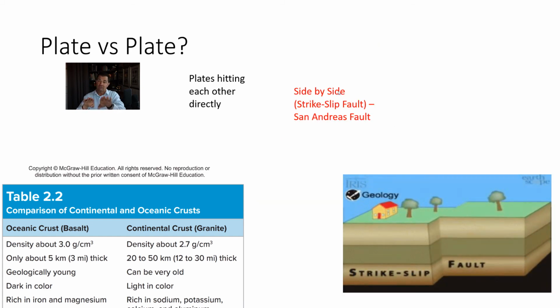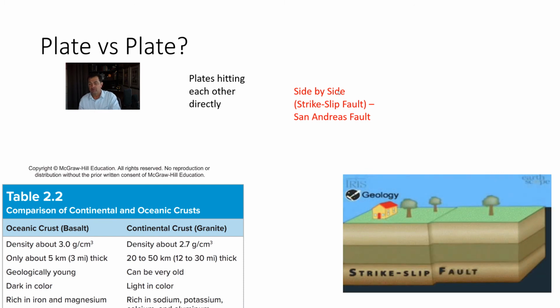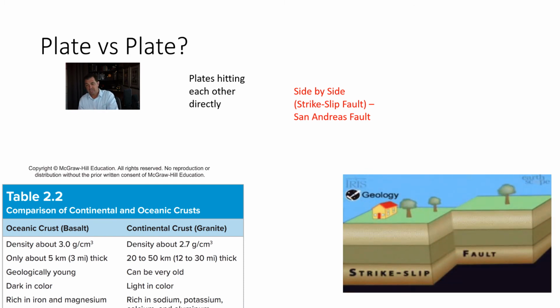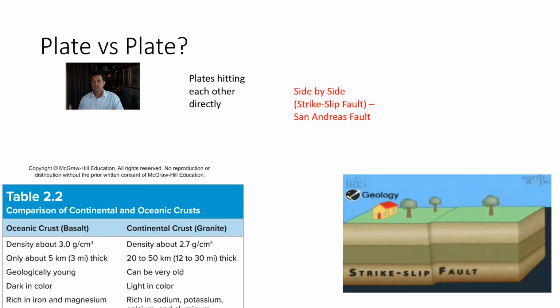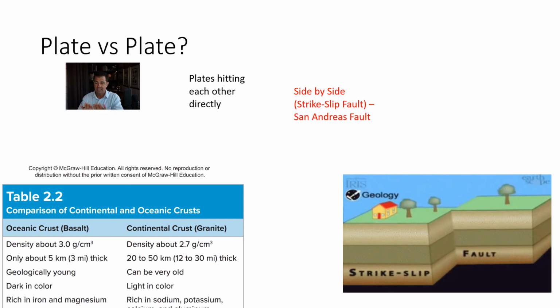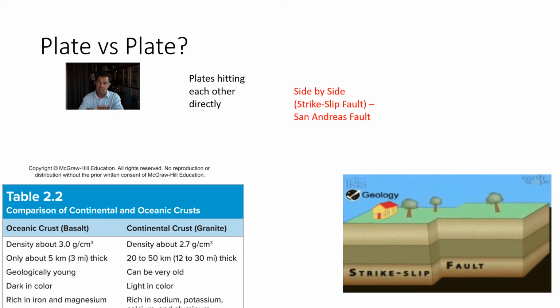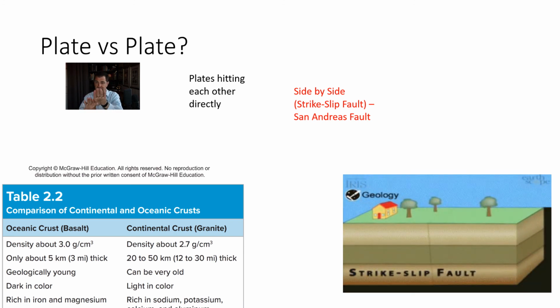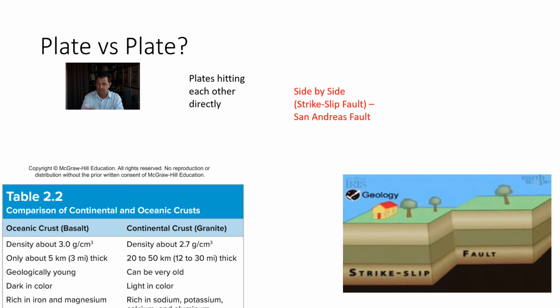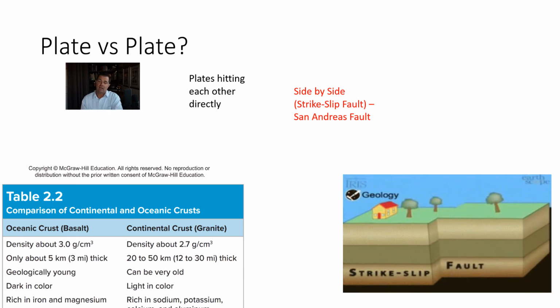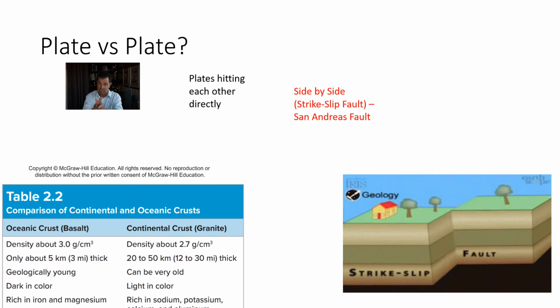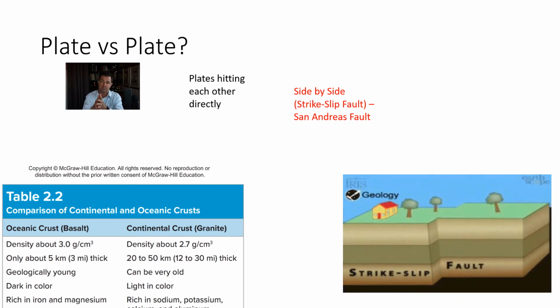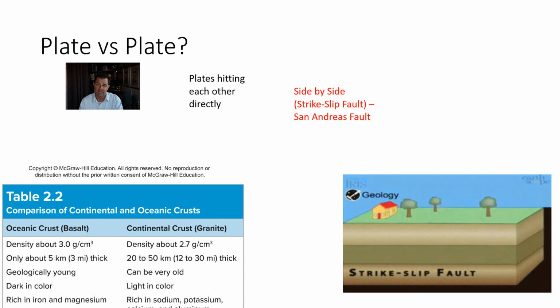Okay, now what if they go side by side? Well, an example of that would be what we have here in the San Andreas Fault, and we call this a strike slip fault. So the plates aren't hitting directly. Instead, the way that they're moving, one is moving to the side of the other, slipping past each other. And they build up a huge amount of tension in these two huge pieces of earth that are being pushed the opposite way from one another.